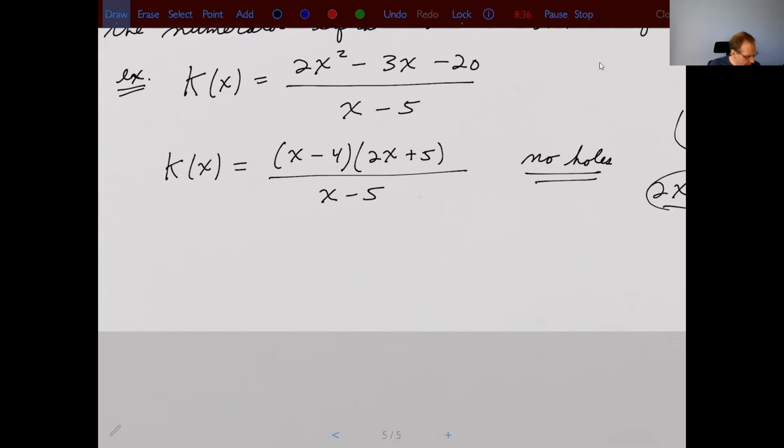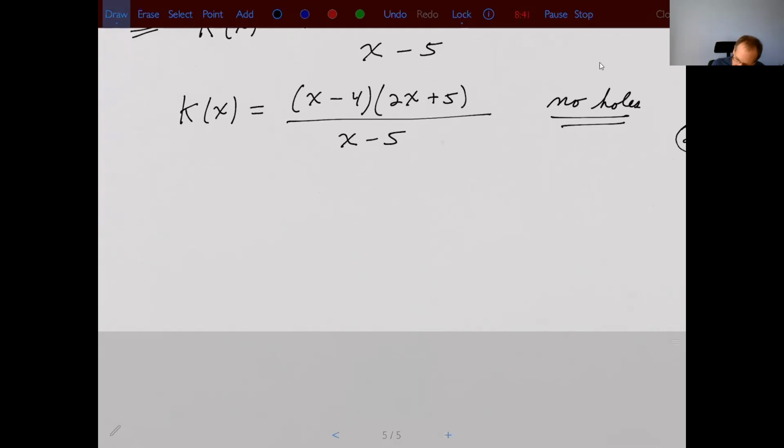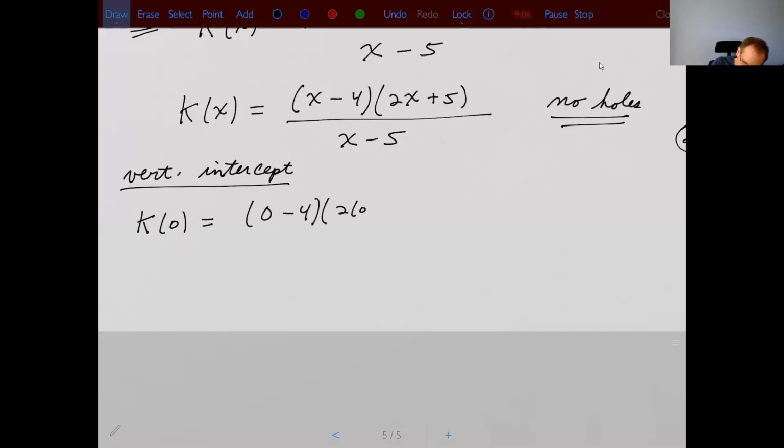Now let's try and find the intercepts, right? This problem asks us to find the intercepts. So I'll start with the vertical one because that's always the easier. To find the vertical intercept, I need to set x equal to 0 and solve for k, right? Solve for the output. So I need to plug in 0 for x. Wherever I have an x, I'm plugging in 0.